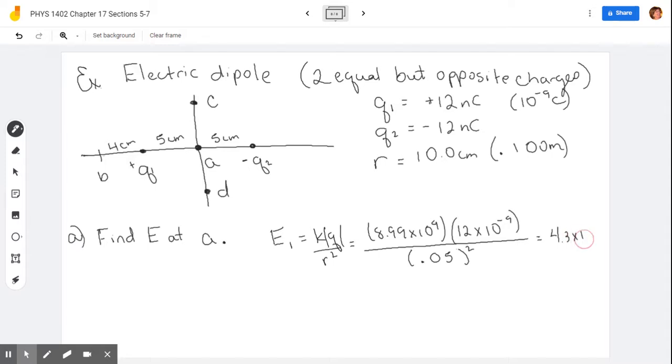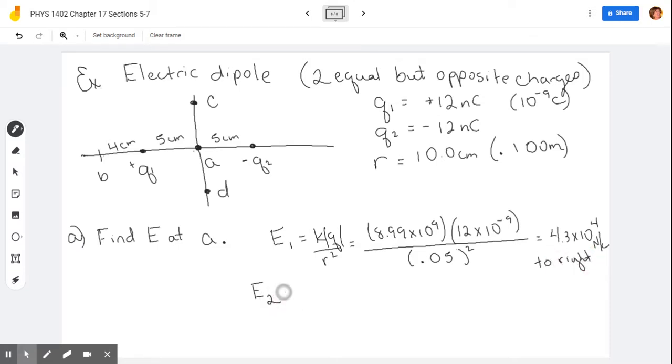4.3 times 10 to the fourth, and that's newtons per coulomb. And that is directed, well now here we have to do a little bit of thinking. If I'm Q1, I'm going to feel my electric field at point A is to the right because a positive charge placed right here at point A will feel a force to the right. So we want to make sure we get that direction.